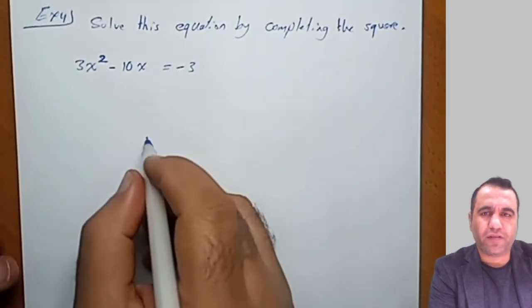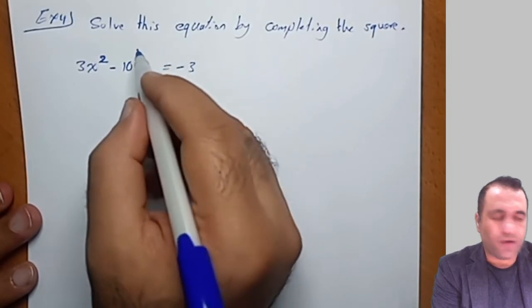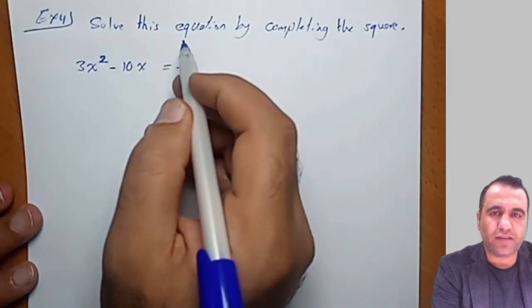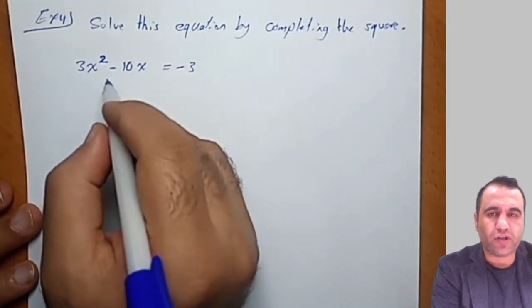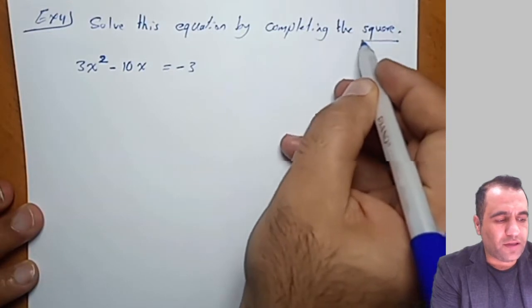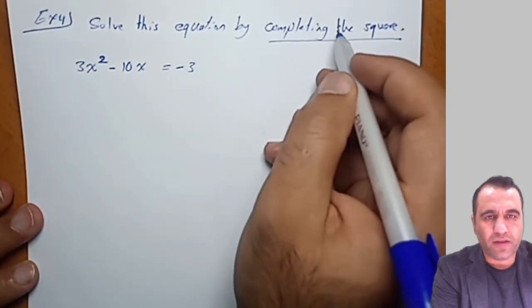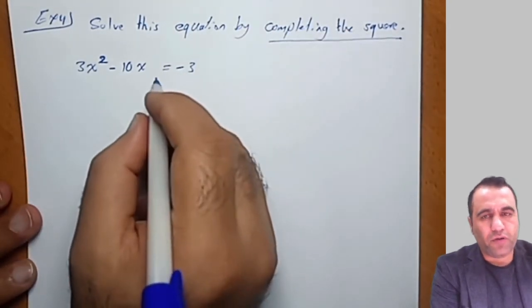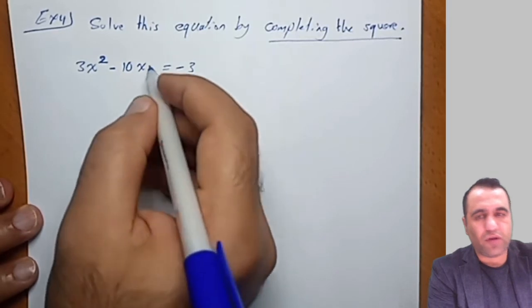Hello everyone. I found this example for you. The example says solve this equation by completing the square. This is the equation, and the only way you have to solve it is completing the square. There are many ways, and one of them is completing the square. So how do you solve this example by completing the square?